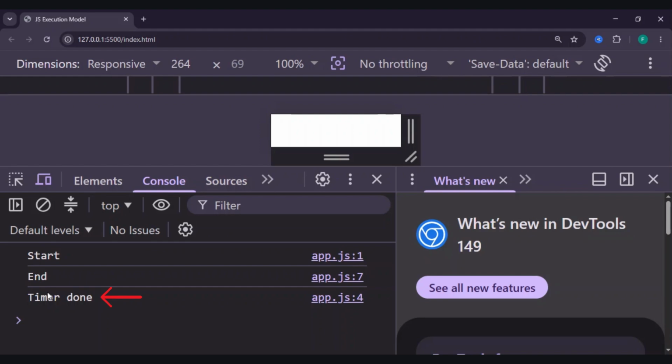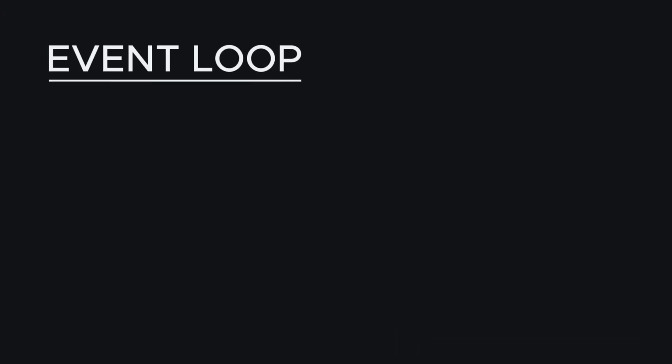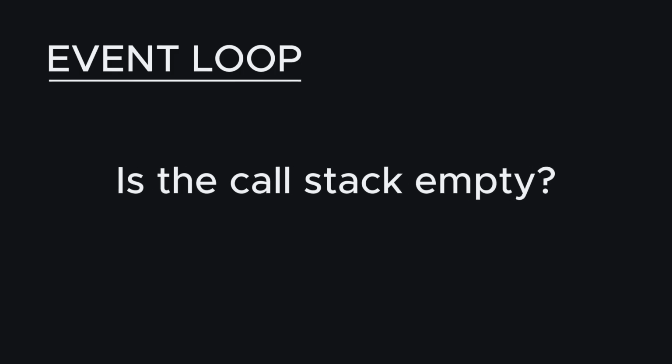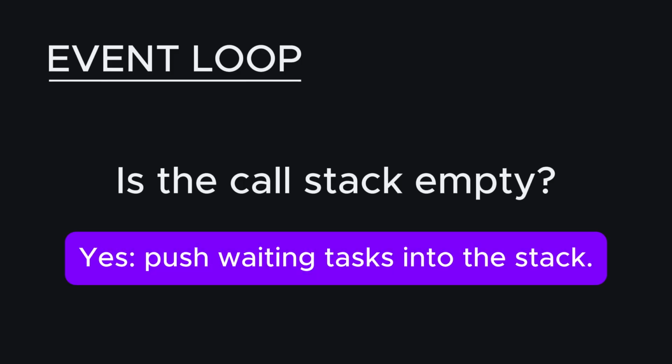executed. Now the question is, who decides when that callback gets executed? The answer is the event loop. Think of it like a traffic controller. It constantly checks, is the call stack empty? If yes, it pushes waiting tasks into the stack. That's how JavaScript stays responsive even while handling delays. Without the event loop, every website would freeze whenever a timer or API call happened.